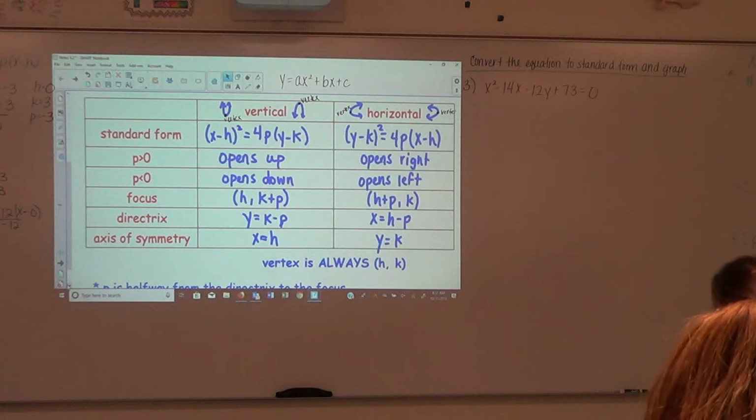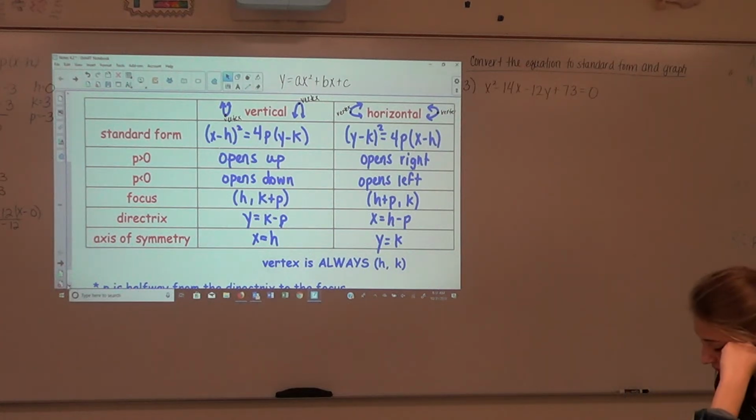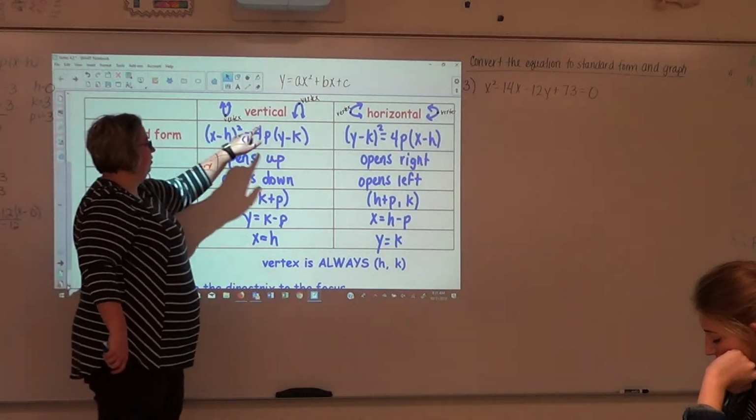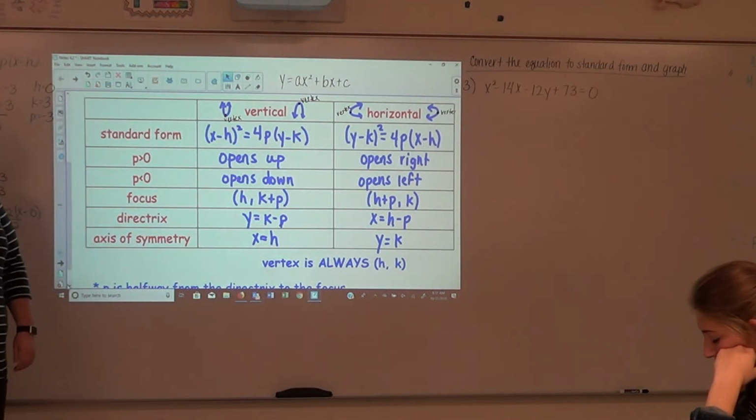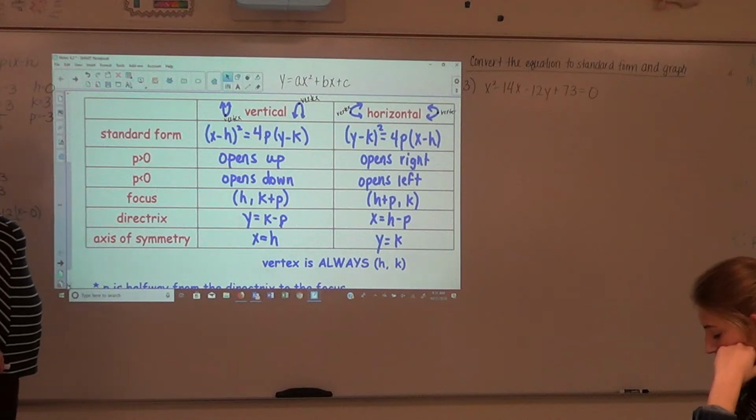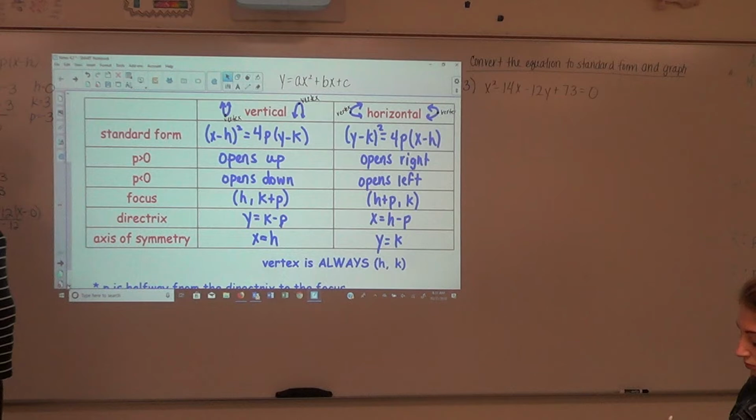Okay, so instead of being given like Vertex, Focus, Directrix, you're going to be given an equation, and you're going to have to make the equation look like standard form by completing the square. Okay. And this is what I'm not 100% sure if you guys know how to do that.